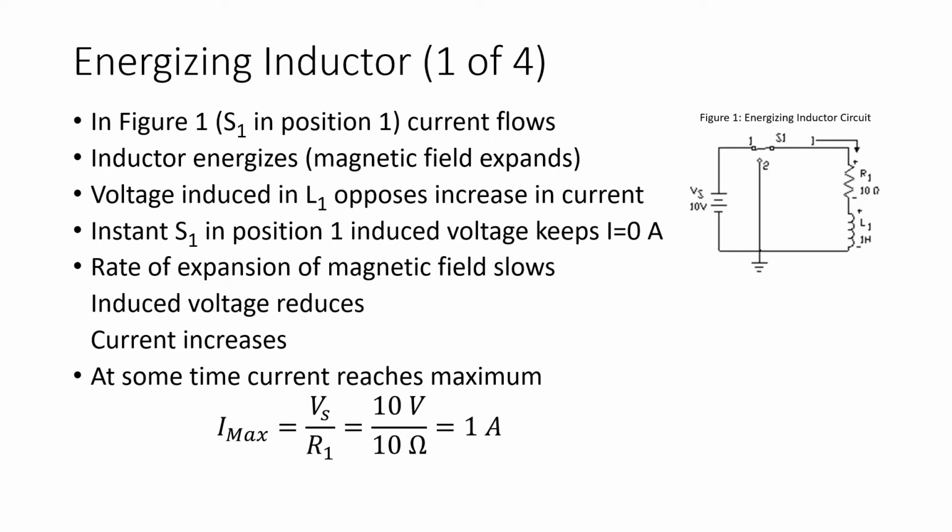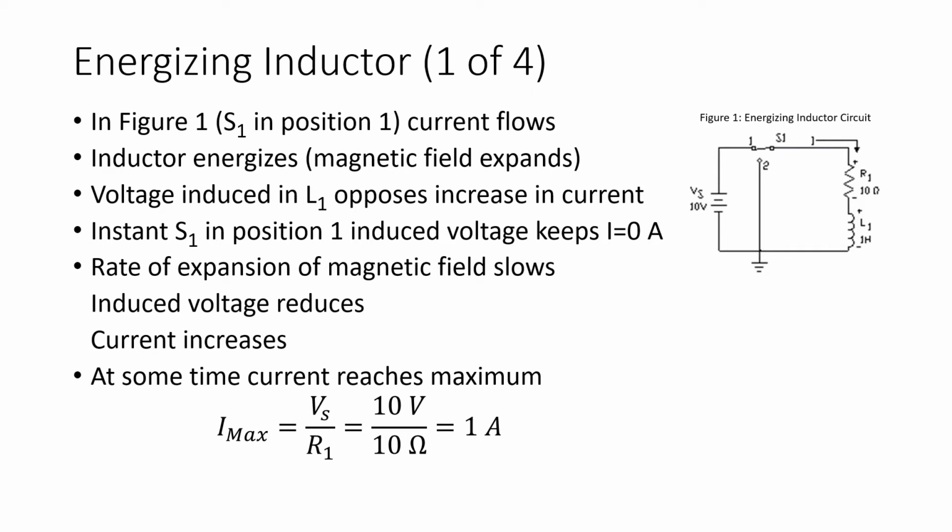Now, as the rate of increase of current slows, the magnetic field expands more slowly. Therefore, the induced voltage reduces, and subsequently the current increases. At some point in time, the magnetic field has expanded as large as it can be, and at that point we no longer induce a voltage that opposes the current, and the current reaches its maximum value, which is 1 amp.